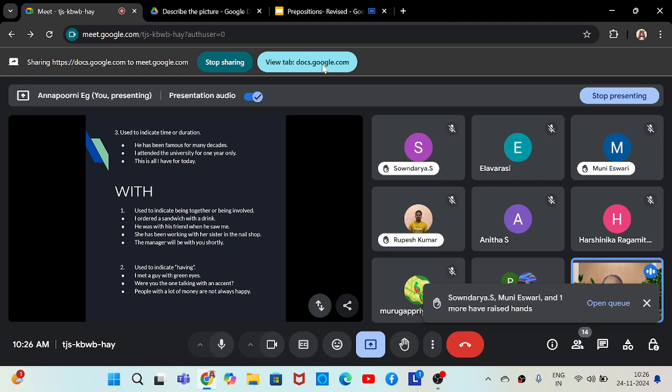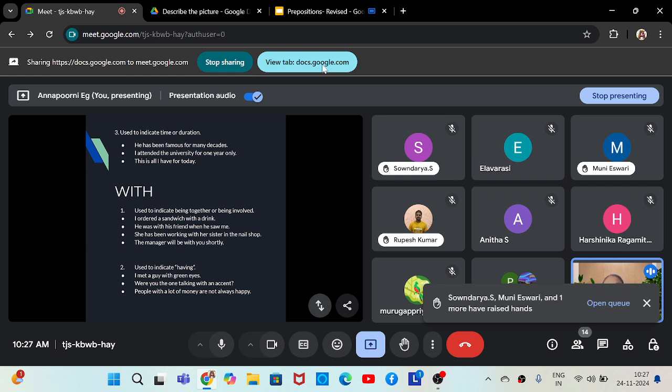Okay, but whereas Rajnikant, Kamal Hassan and all, they have crossed 70 years of age. So that's why I'm considering them as the examples. So he has been famous for many decades. For example, Kamal Hassan has been famous for many decades. Rajnikant has been famous for many decades. Likewise, I attended the university for 1 year only.